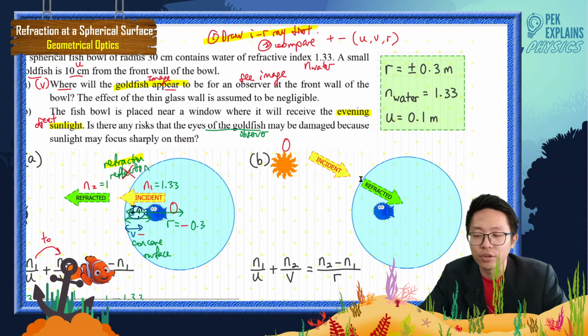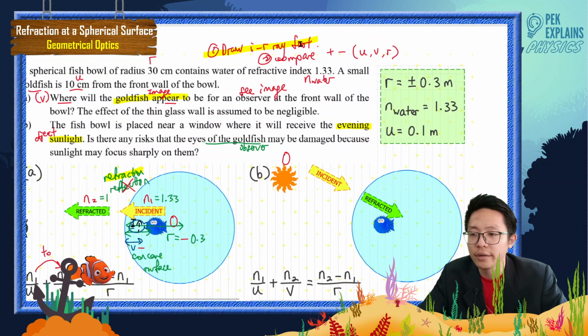Is the light reflected or refracted? This is not a mirror. This is just glass, and glass means the light can enter. So incident ray and refracted ray. Always draw the incident ray and refracted ray first. Then only can you compare to get positive or negative.